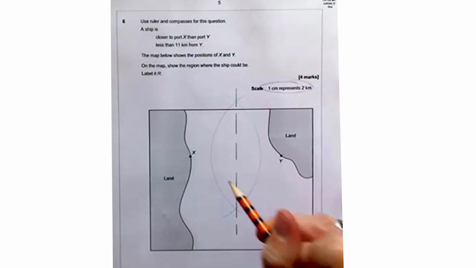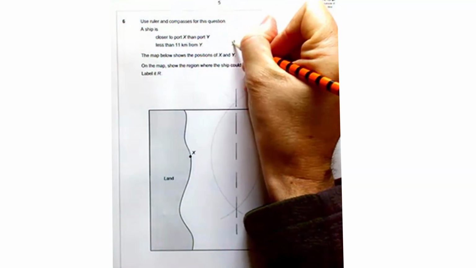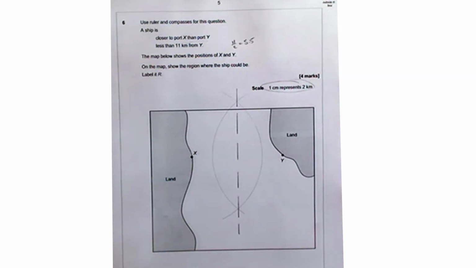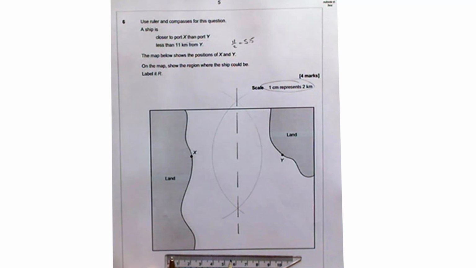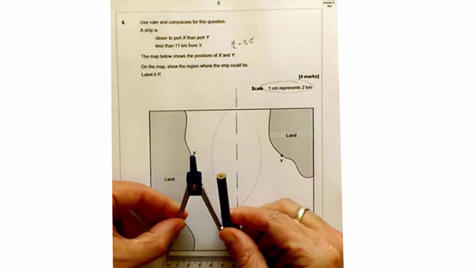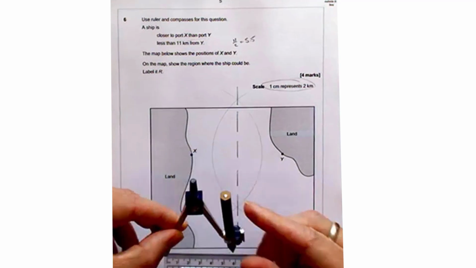Right, now next we need to work out the points which are less than 11 kilometers from Y. Now the scale of this diagram is 1 centimeter represents 2 kilometers. So taking 11 and dividing it by 2, I should have a distance of 5.5 centimeters on my diagram. So we need to get our compasses out again. We need to set it to 5.5 centimeters. So we can use the marks on our ruler to make sure the distance between the tip and the pencil is exactly 5.5.